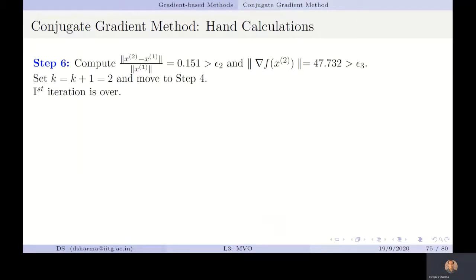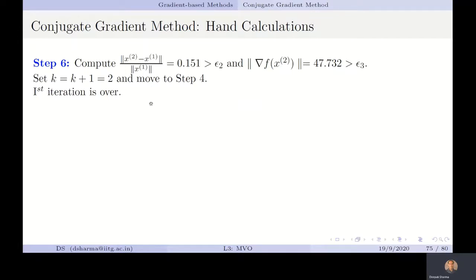Step 6 is always our termination condition. We check our termination condition here. When you put in the values, you will realize that the first termination condition is not satisfied. Similarly, the second termination condition is not satisfied. So we increase k by 1 and get k equals 2, and we move to step 4. At this stage, iteration number 1 is over.